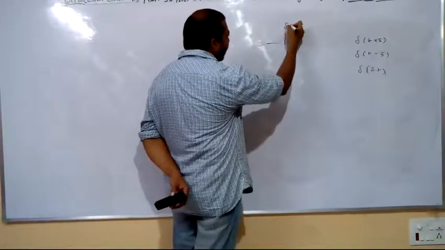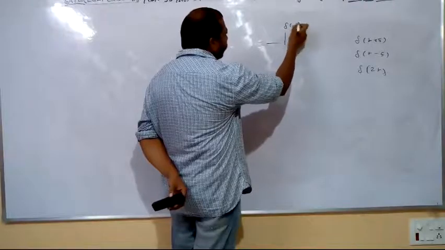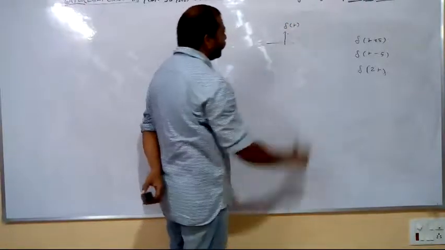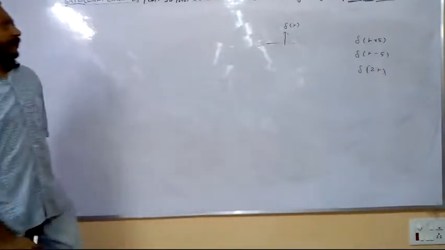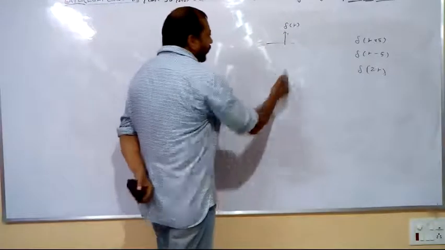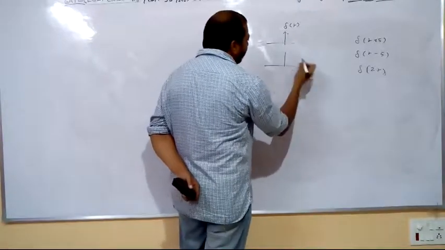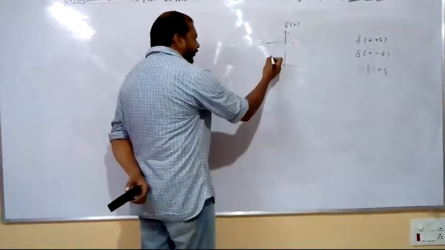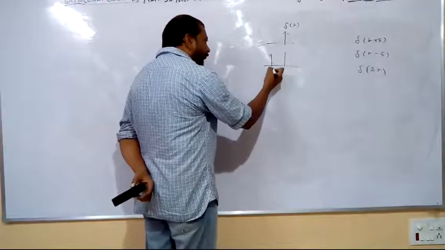Del of t plus 5 is nothing but simply the signal del of t, which exists only at t equal to 0. Strength is equal to 1. Not in amplitude, that is area. Strength is equal to 1. Then del of t plus 5 is nothing but simply t plus 5 equal to 0, and t is equal to minus 5.